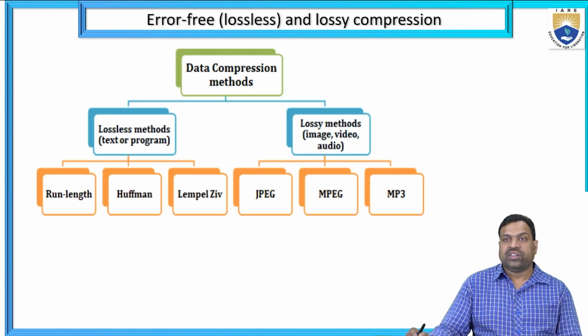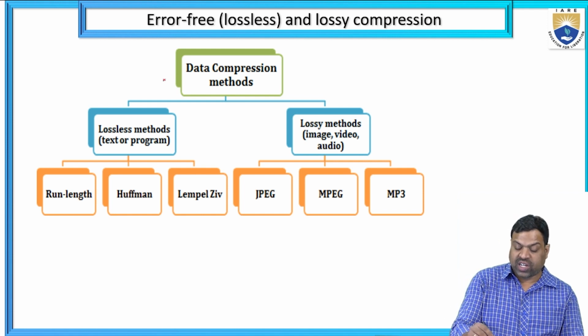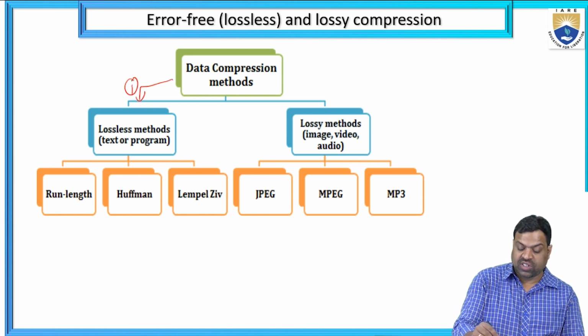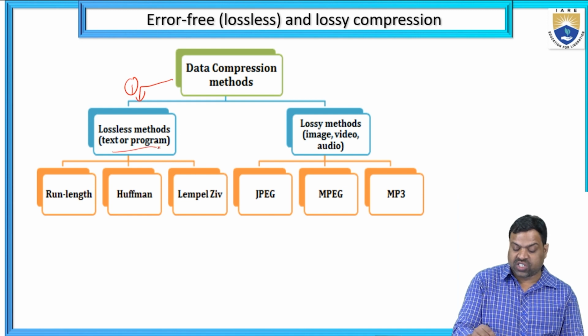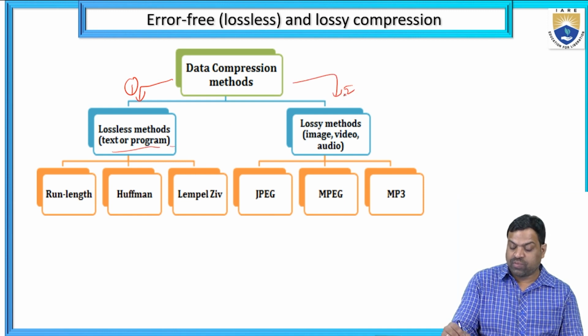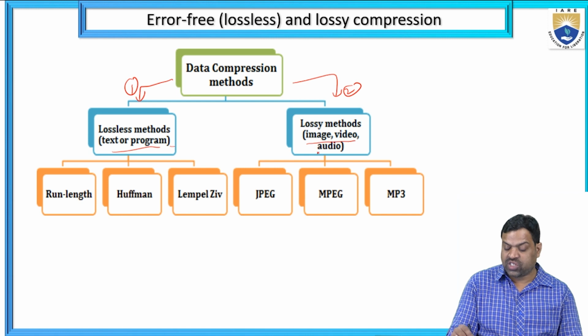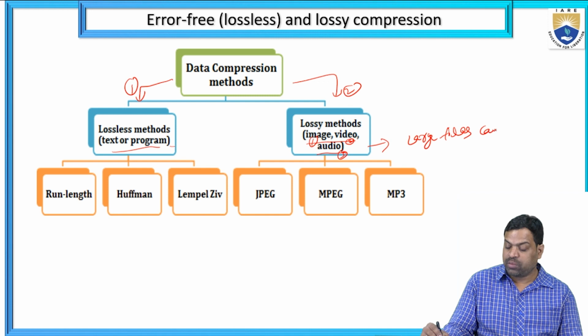So, data compression methods are majorly of two types. The first one is lossless methods, used for text or programs. The second one is lossy methods, used for images, video and audio. These images, video and audio may be large files.